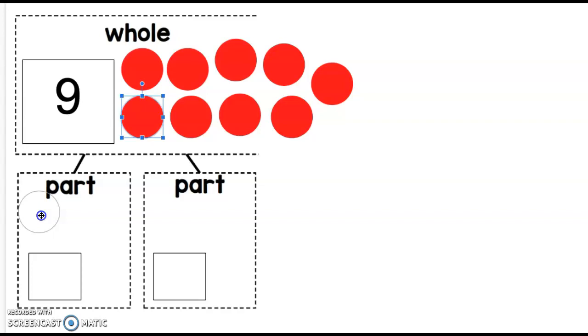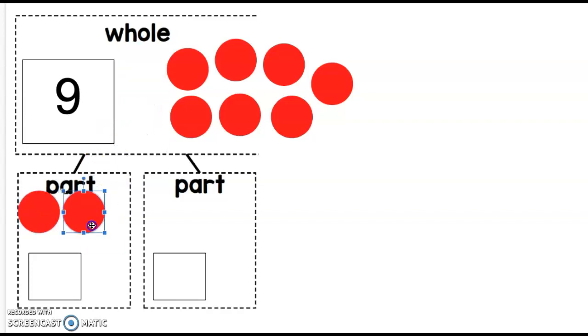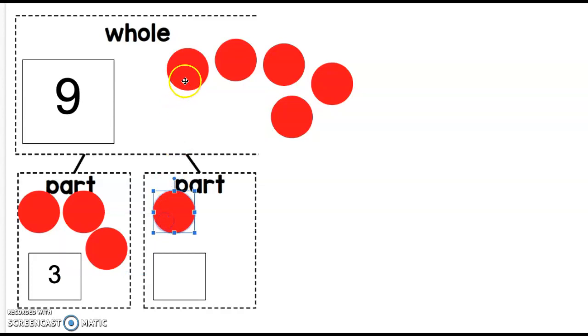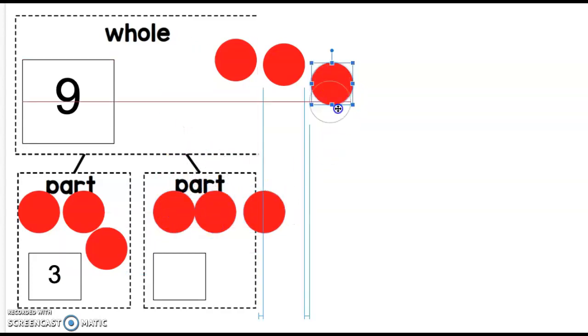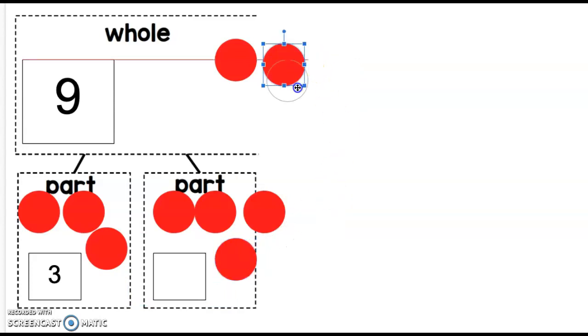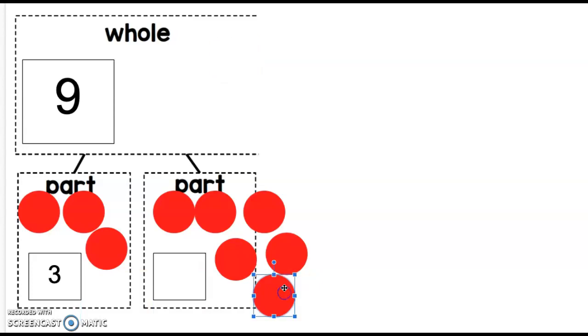Let's go 1, 2, 3. So I have 3. And then how many are left for the other part? 1, 2, 3, 4, 5, 6. So I can decompose the number 9 into 3 and 6.